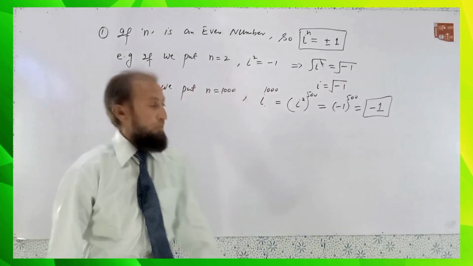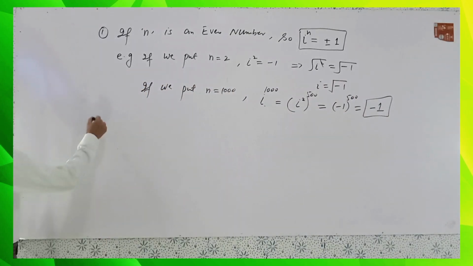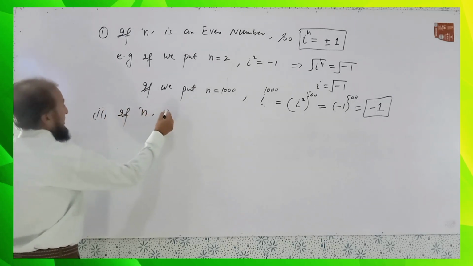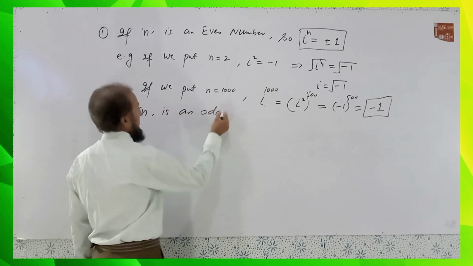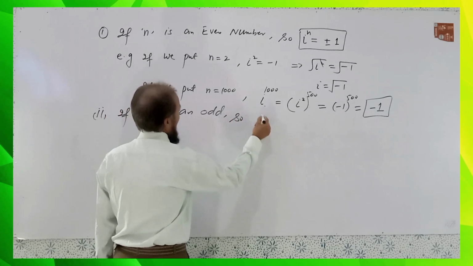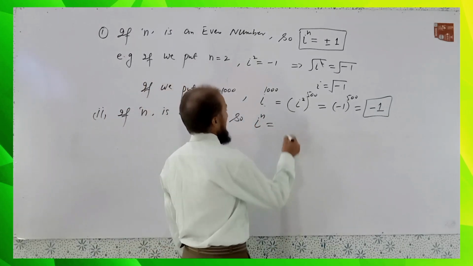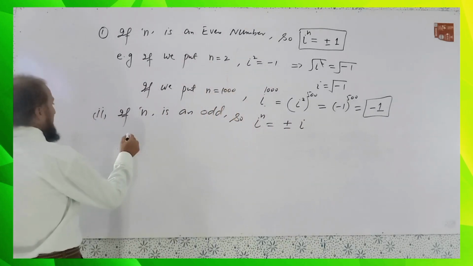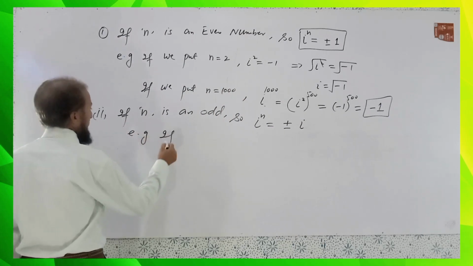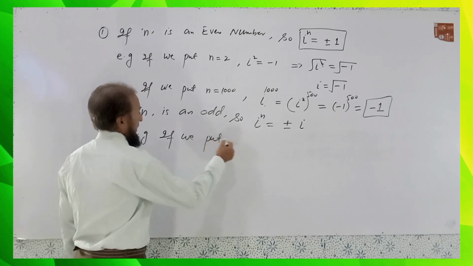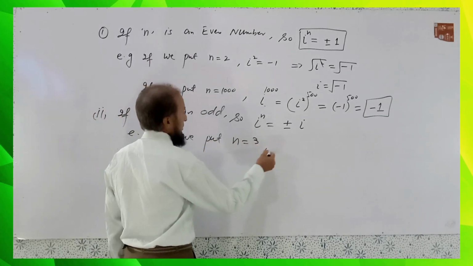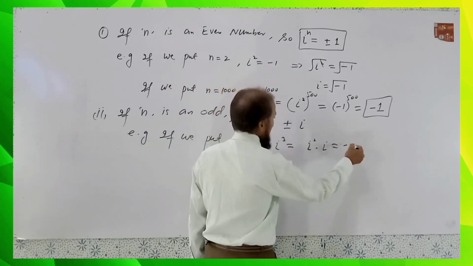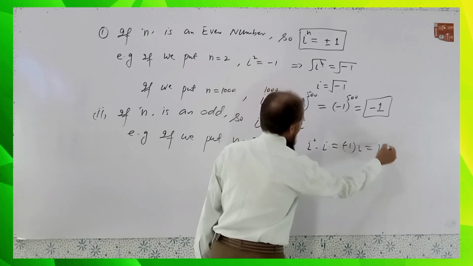Similarly, another condition we are using here: if n is an odd number, then iota to the power n is equal to plus or minus iota. Look here, for example, if we put n equal to 3, then iota cubed we can write as iota square into iota. So iota square is equal to minus 1, into iota, is equal to minus iota.